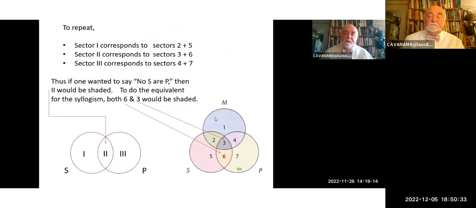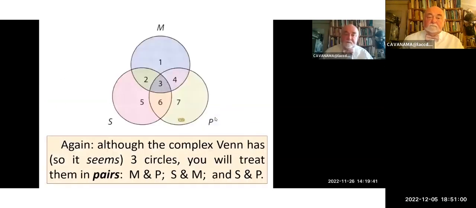To repeat, Roman numeral 1 corresponds to Arabics 2 and 5, Roman 2 to Arabics 3 and 6, Roman 3 to Arabics 4 and 7. Okay, so if I wanted to say no S are P, then all of Roman 2 would have to be shaded. That is Arabic 3 and 6, both, not either or. Both of them, same thing as shading Roman 2.